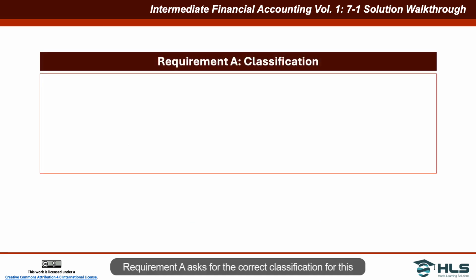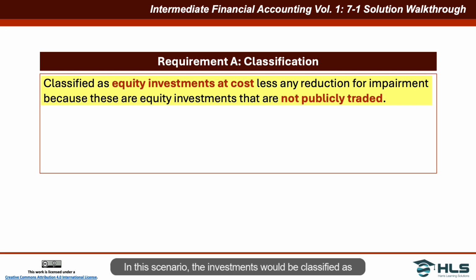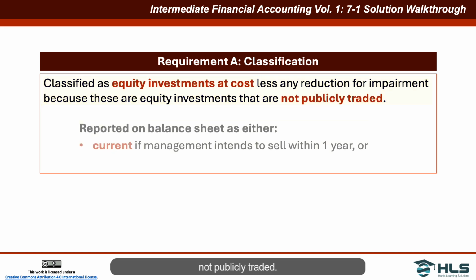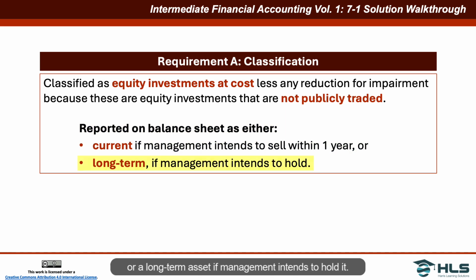Requirement A asks for the correct classification for this investment. In this scenario, the investments would be classified as equity investments at cost, less any reduction for impairment, because these are equity investments that are not publicly traded. They could be reported on the balance sheet as either current if management intends to sell them within 1 year, or a long-term asset if management intends to hold it.